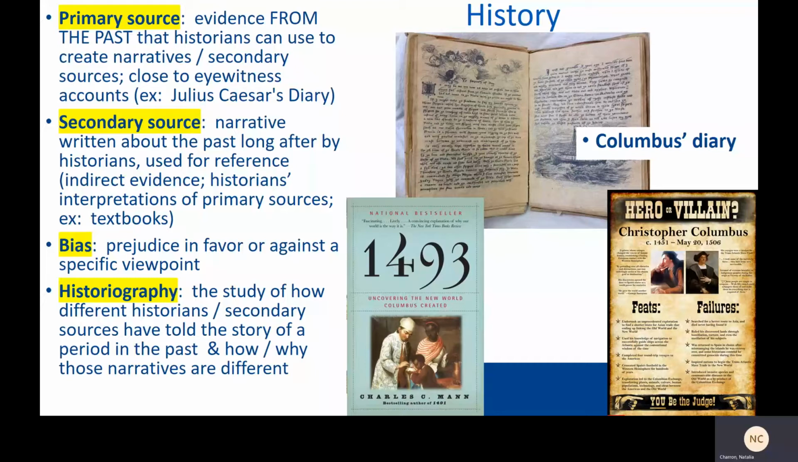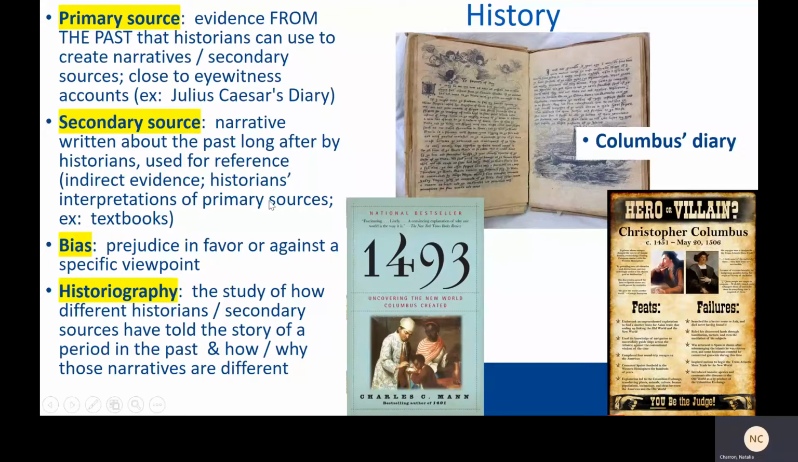Also, books created by historians, way better than textbooks, in my opinion, are secondary sources. They're narratives of the past. So on the slide, we have a fantastic book called 1493 by the historian Charles C. Mann about the new worlds that Columbus created after he arrived in the Americas.